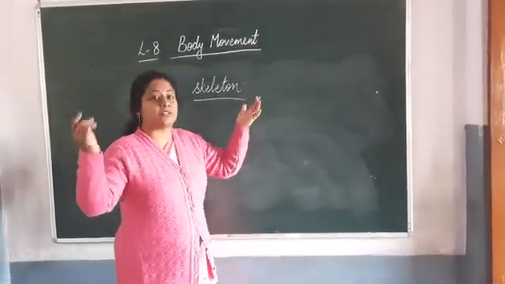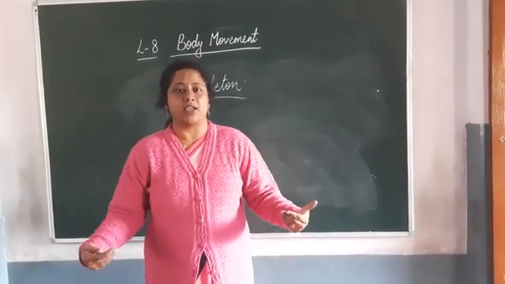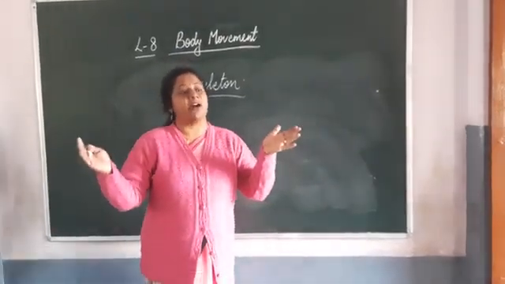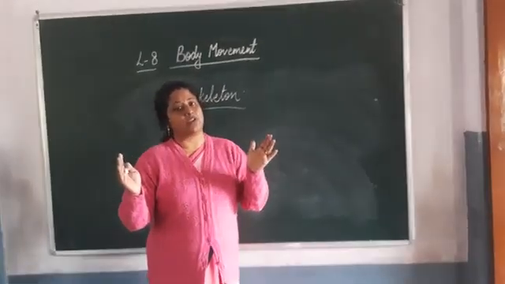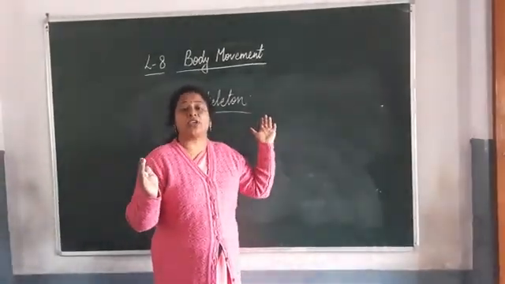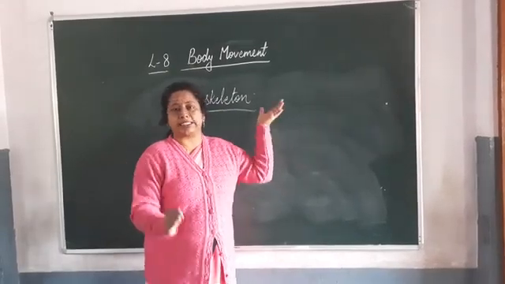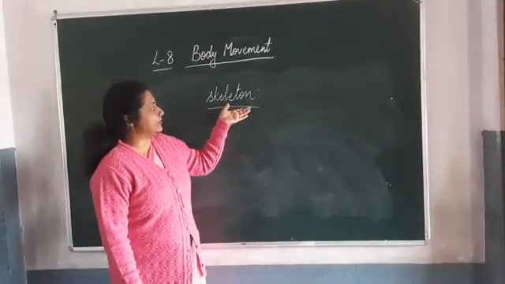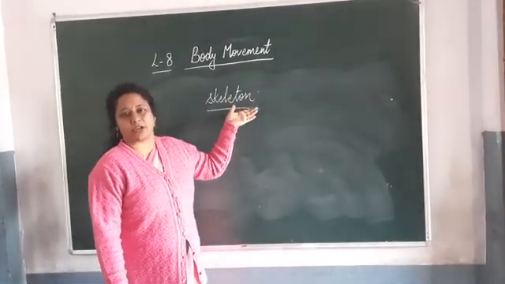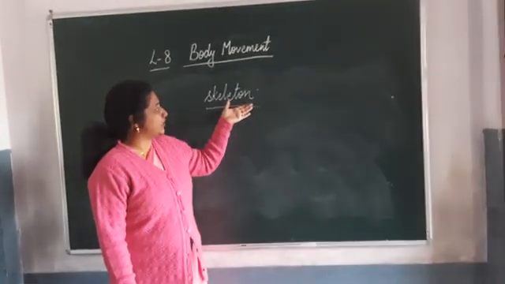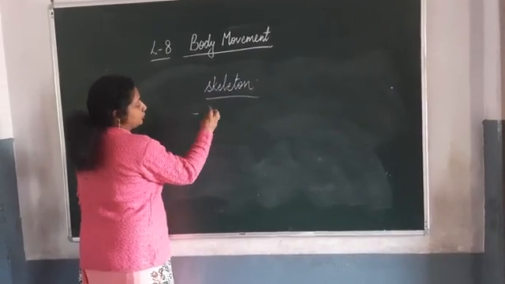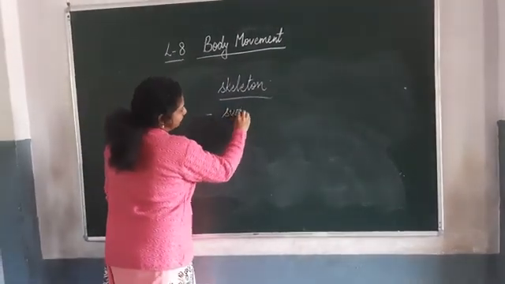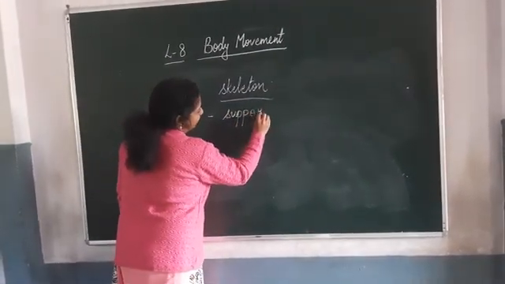See children, we all have different shapes and sizes. Okay, some of them are very fat, some are very, very thin. So different people have different shapes. And who gives the framework to our body? It is the skeleton. The skeleton gives the framework to our body. And what is the function of the skeleton? The function of the skeleton is, as I told you, it supports the body.